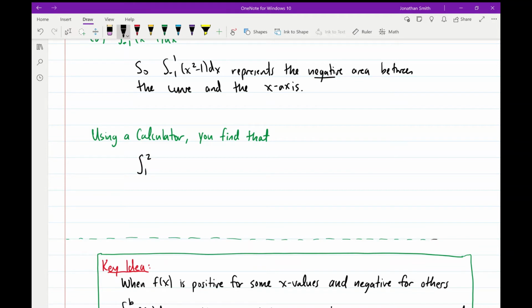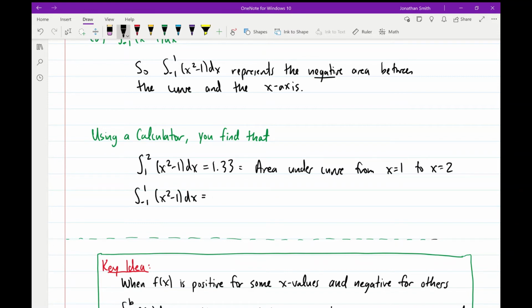We have, using a calculator, that the integral from 1 to 2 of x squared minus 1 dx was equal to 1.33, which is equal to the area under the curve from x equals 1 to x equals 2, and the integral from negative 1 to 1 of x squared minus 1 dx was equal to negative 1.33, which is equal to the negative area under the curve, or maybe I should write between the curve and the x-axis, from x equals negative 1 to x equals 1.